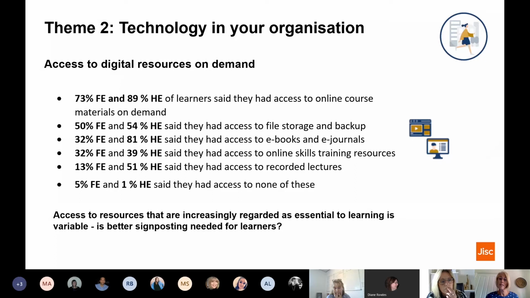Recorded lectures, I would expect that to differ hugely next year, when FE learners are working remotely and would have access to recorded materials. Whereas for HE, it's very much in the context of lecture capture being on site. So there could be some differences there.